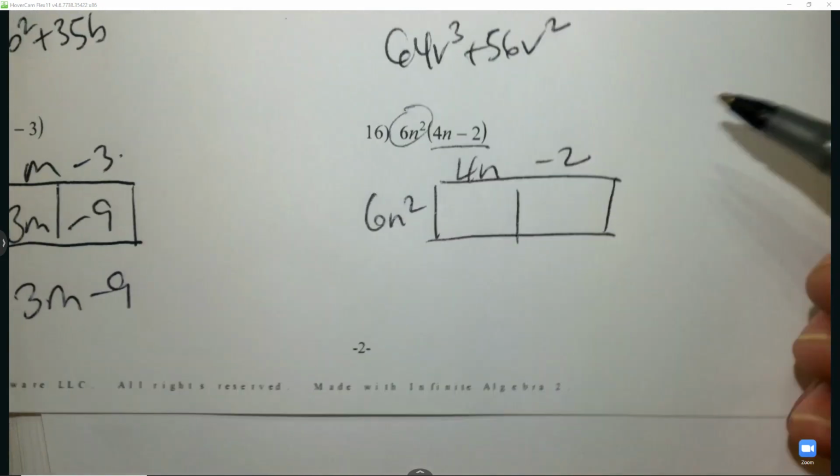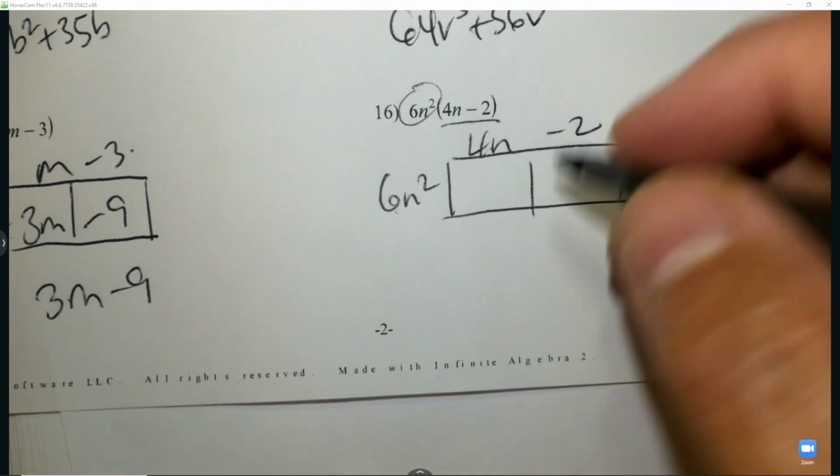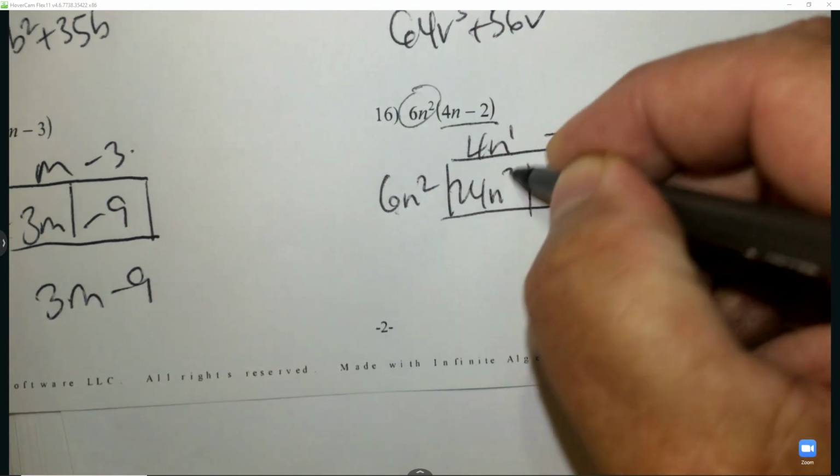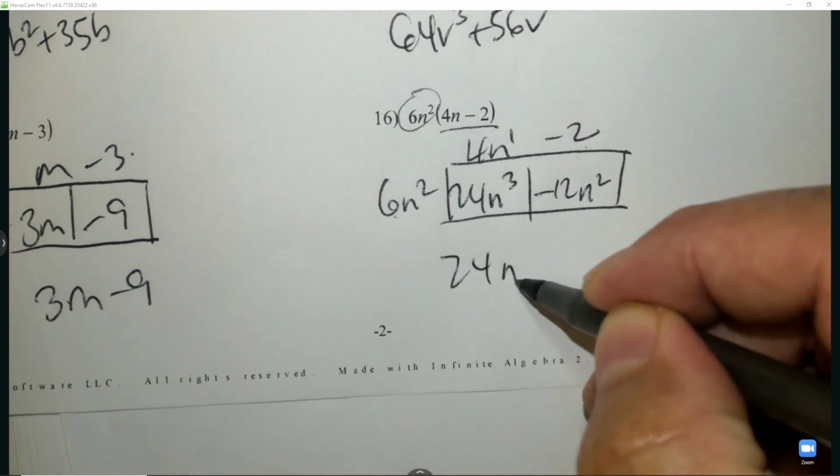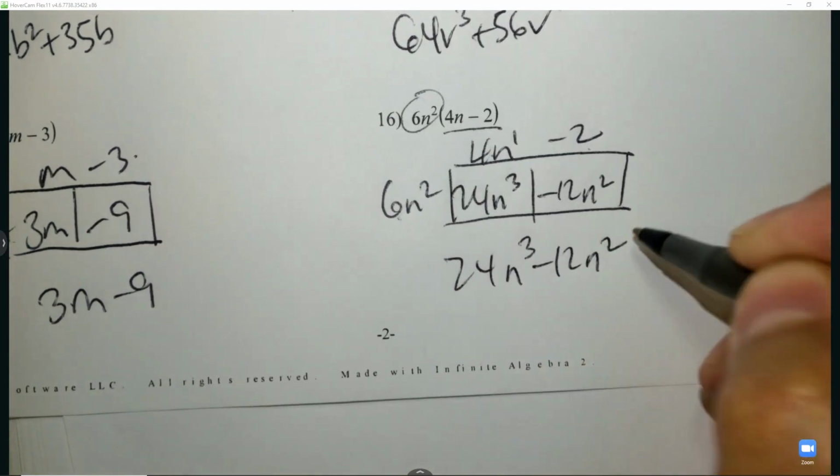So again, press pause whenever you need to. 6 times 4. And then again, add the exponents. 6 times negative 2, and then n squared. And that's it. That's your answer. So 24n cubed minus 12n squared.